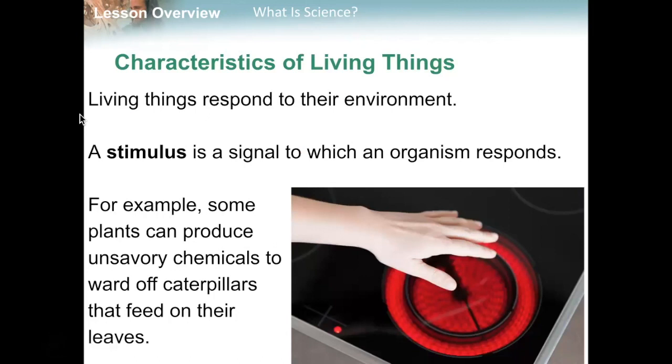So living things respond to their environment. A stimulus is a signal to which an organism responds, a bit like putting your hand on a burner. Yeah, you're going to respond. For example, some plants can produce unsavory chemicals to ward off caterpillars that feed on their leaves.